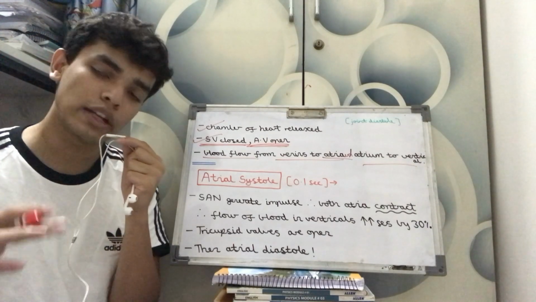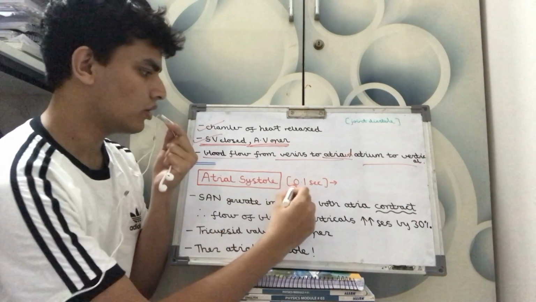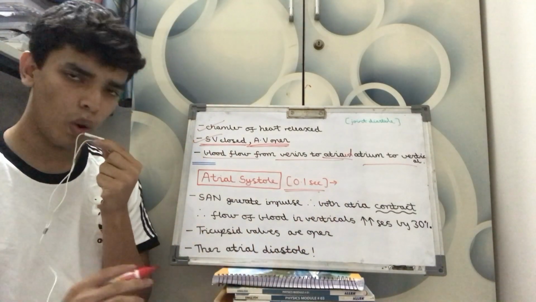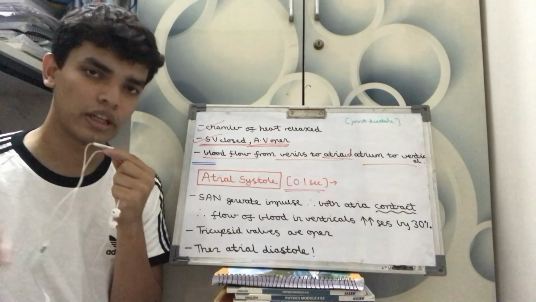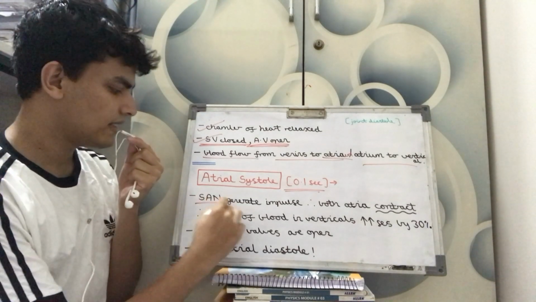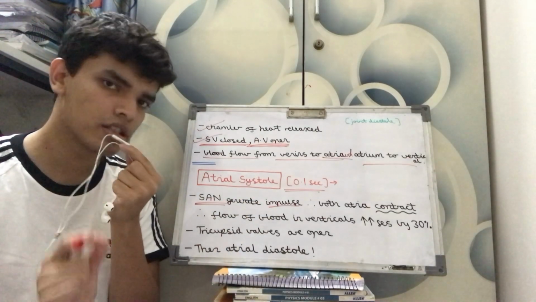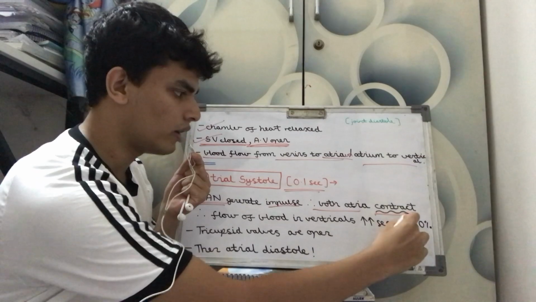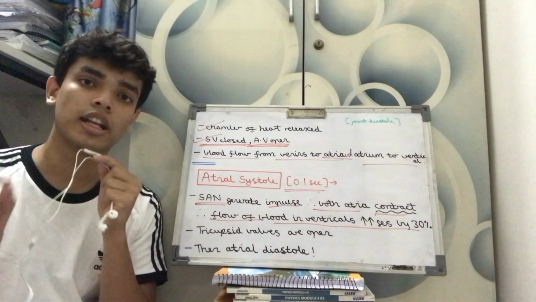Now let's see what actually happens in atrial systole. Atrial systole is of 0.1 second, as we read before. The SAN, as we read in the earlier slide when I was explaining the diagram of the heart, generates an impulse, in the atria. Both the atria contract, therefore the flow of blood into the ventricle increases by 30%.